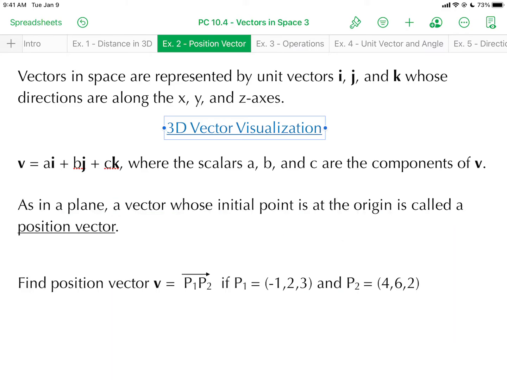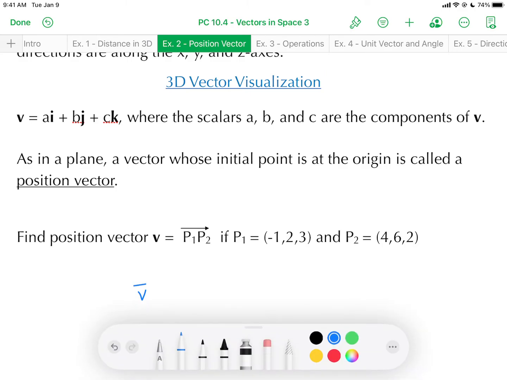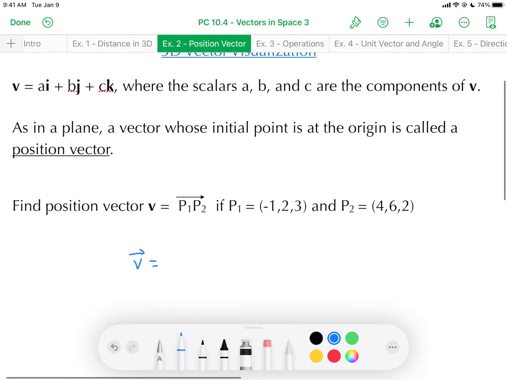Okay, now, if you want a position vector in coordinate space, it's the same as in the coordinate plane. Let's say I have a vector whose initial point is p sub 1 here, and whose terminal point is p sub 2. And I want the position vector that goes along with that. So recall, that's just the vector with the same magnitude and direction, just placed with the initial point at the origin, right?